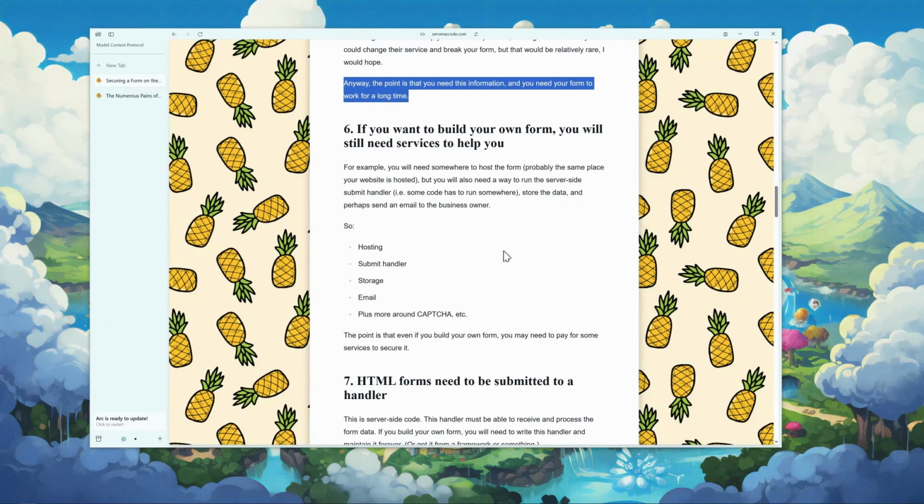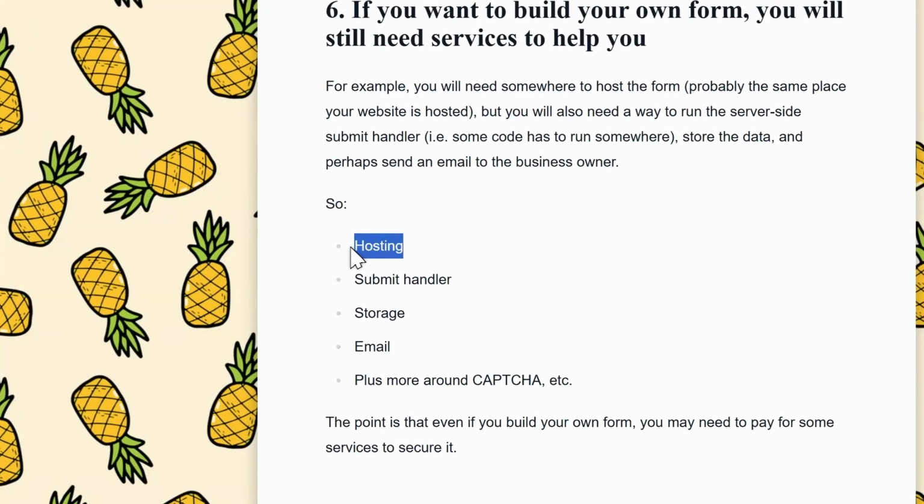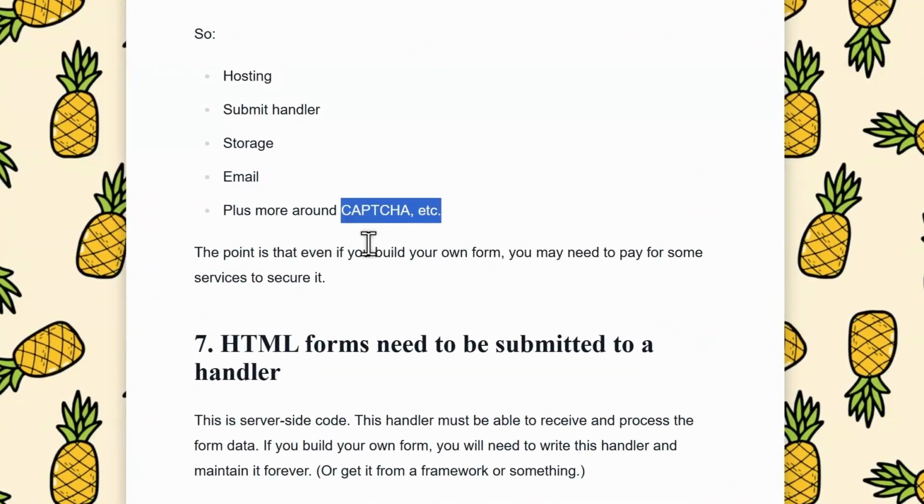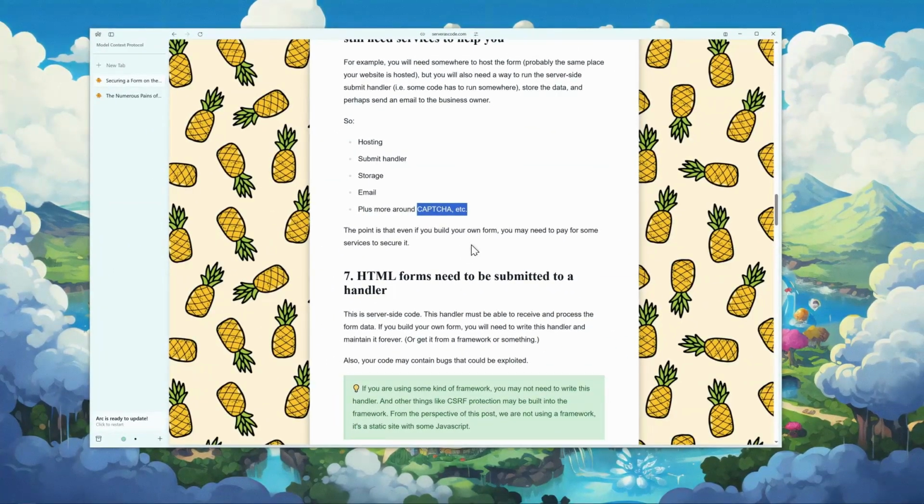As I mentioned too, even if you want to build your own form, you're still probably going to need some services to help with it, right? Like you still need a place to host your website. You're going to need some server-side code where the form gets submitted. You're probably going to need maybe a database or something to store it in, or at least an email provider that's going to send the email for you. You'll probably need a CAPTCHA provider, right? So you're still going to need a bunch of services. You can't do 100% of it on your own. You could certainly do a lot on your own, but at some point you're probably going to need some services.